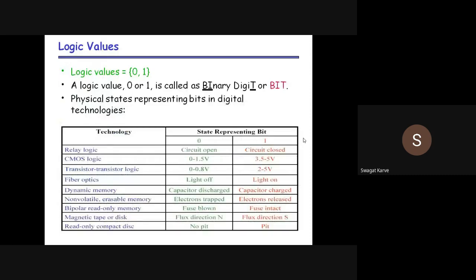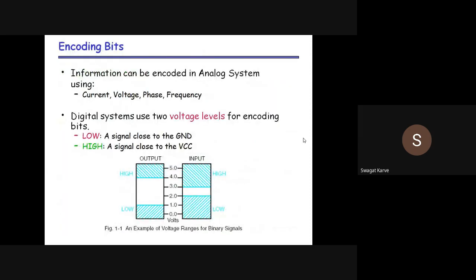Now we will talk about the encoding bits, right? So what does this encoding bit actually mean? Basically this information can be encoded in an analog system either using current or voltage or phase or frequency, right? Because analog voltage has only these four parameters. Either it can have some current waveform, its voltage waveform, its phase, its frequency.